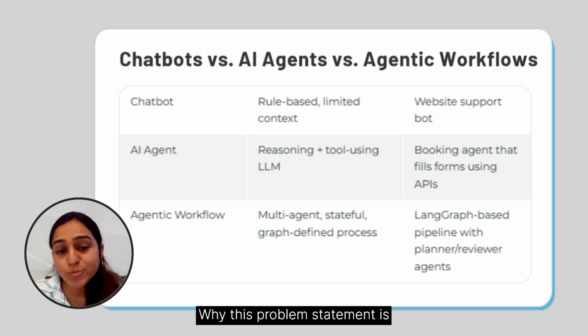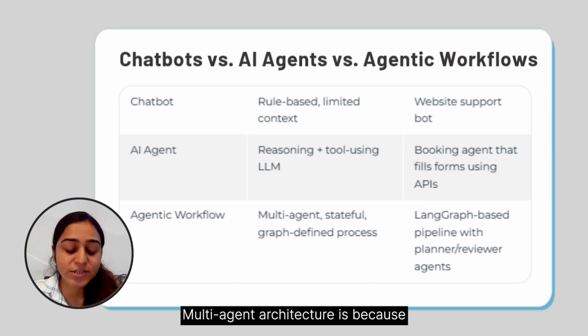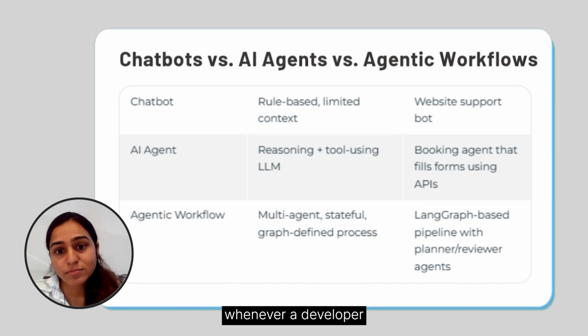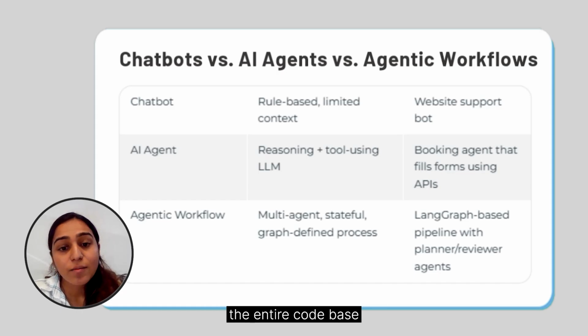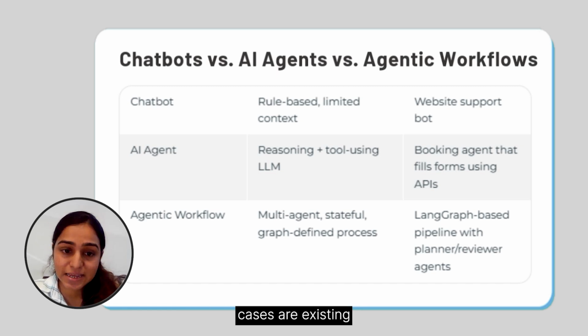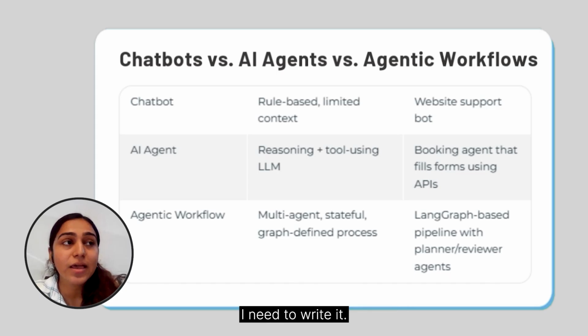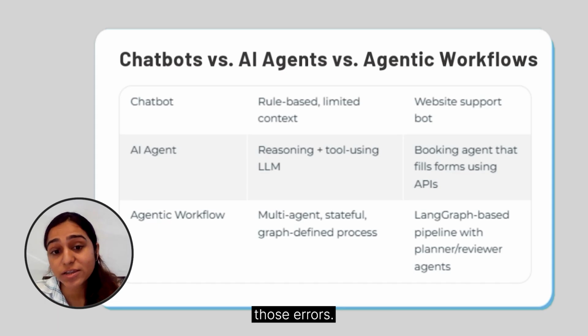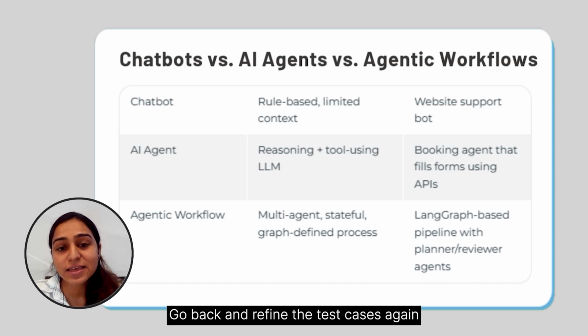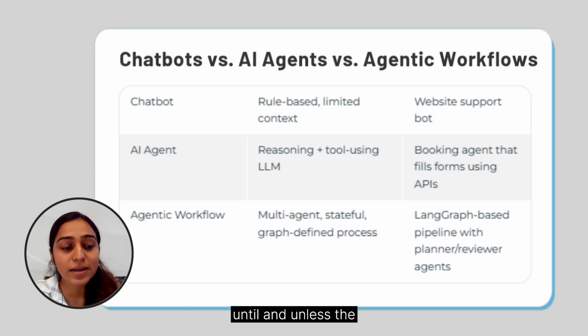Now, why this problem statement is a perfect example of an agentic, multi-agentic architecture is because whenever a developer needs to write test cases, they need to first of all study the entire code base. Post that, they need to understand what types of different test cases exist and what new types of test cases they need to write. After the test cases are written, that person will need to validate these test cases. And if there are some errors, they will need to sit and solve those errors, go back and refine the test cases again, and then validate them again until the required result is obtained.